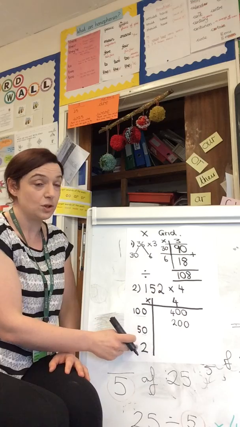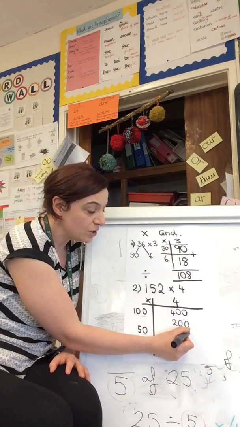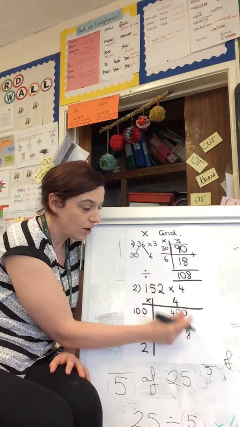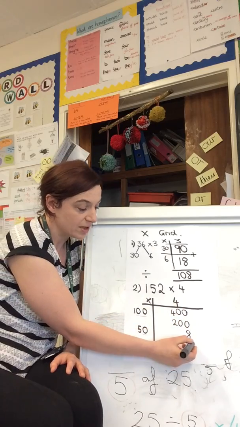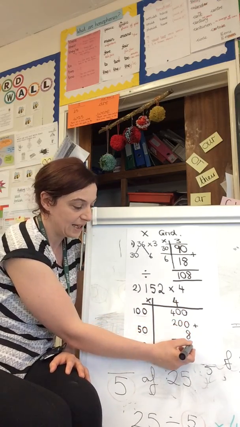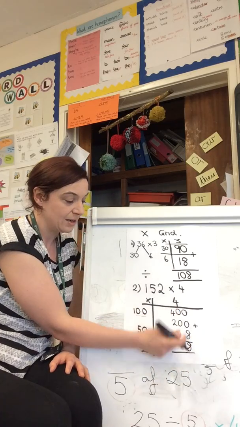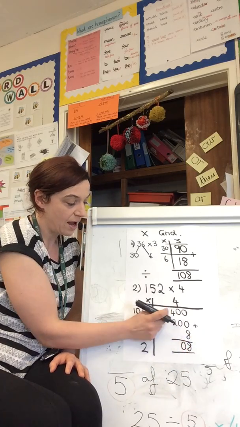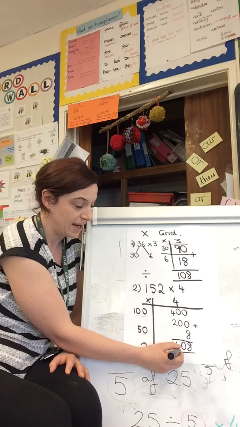Now I've got 4 times 2, which is easy peasy, it's 8. And you notice how I put it under the other ones, because then when I add them together, it makes it really easy. So 0, 0 and 8, 0 and 0, and 4 and 2 is 6.